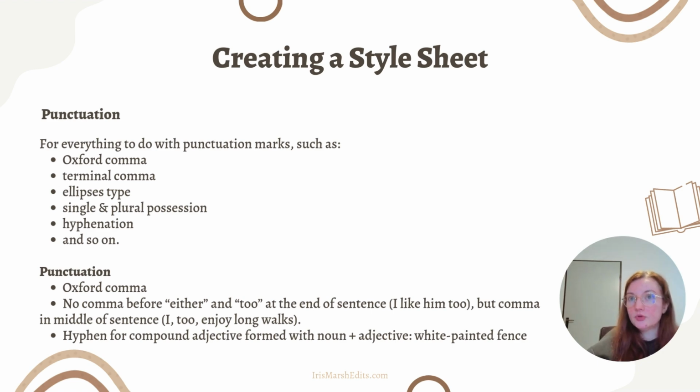So here, for example: Oxford comma; no comma before either or too at the end of a sentence, I like him too, but a comma in the middle of the sentence, I, too, enjoy long walks. Stupid sentence, I don't know. Anyway, hyphen for compound adjectives formed with noun plus adjective, like white-paint fence.